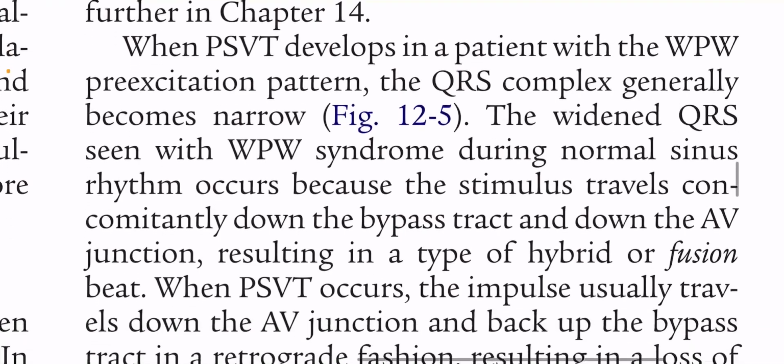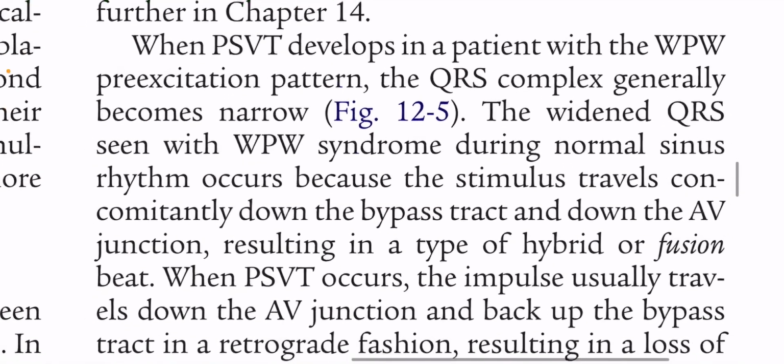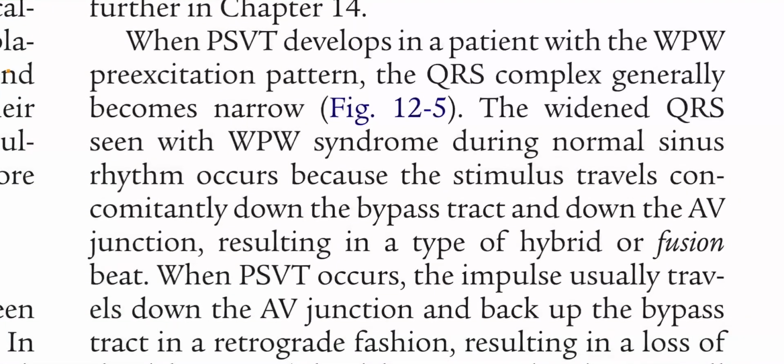When PSVT develops in a patient with the WPW pre-excitation pattern, the QRS complex generally becomes narrow. The widened QRS seen with WPW syndrome during normal sinus rhythm occurs because the stimulus travels concomitantly down the bypass tract and down the AV junction, resulting in a type of hybrid or fusion beat.